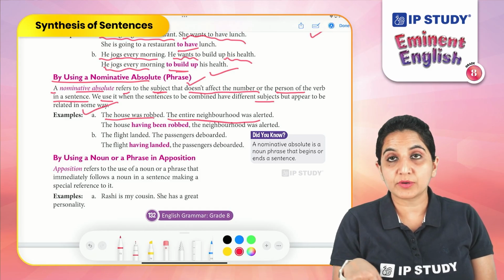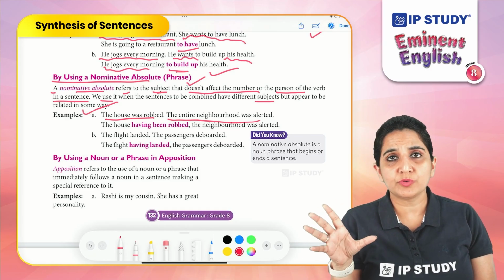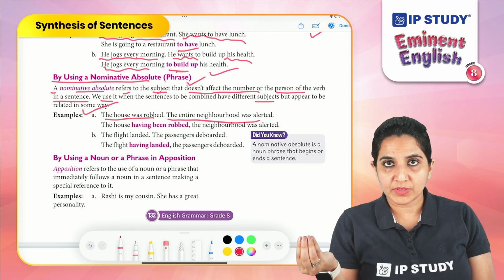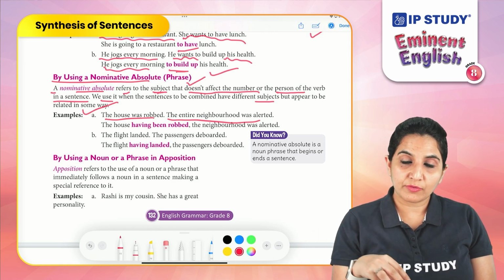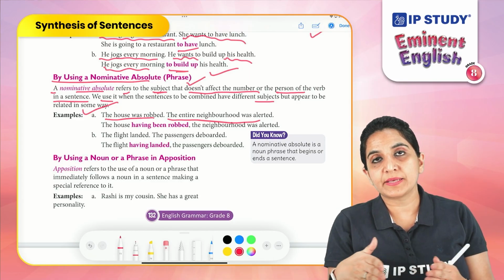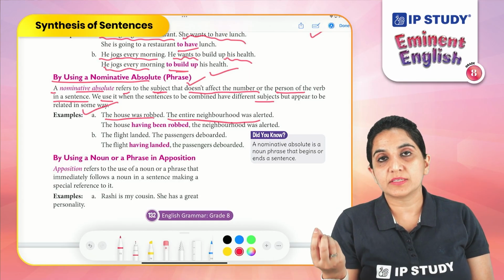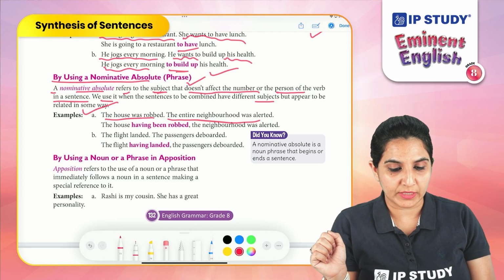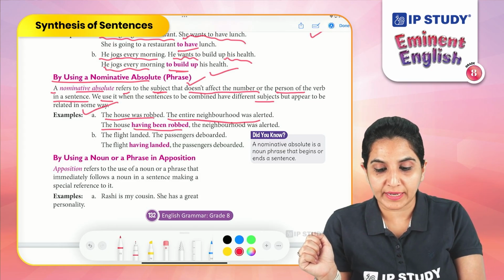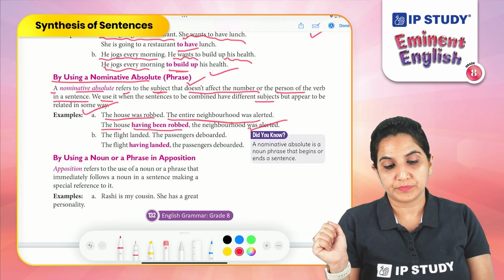So we're talking about the entire neighborhood. We do not change the number or the person of the subject, but we just take them as one unit. Although they are separate, the subject appears to be one unit. So, the house having been robbed, the neighborhood was alerted.